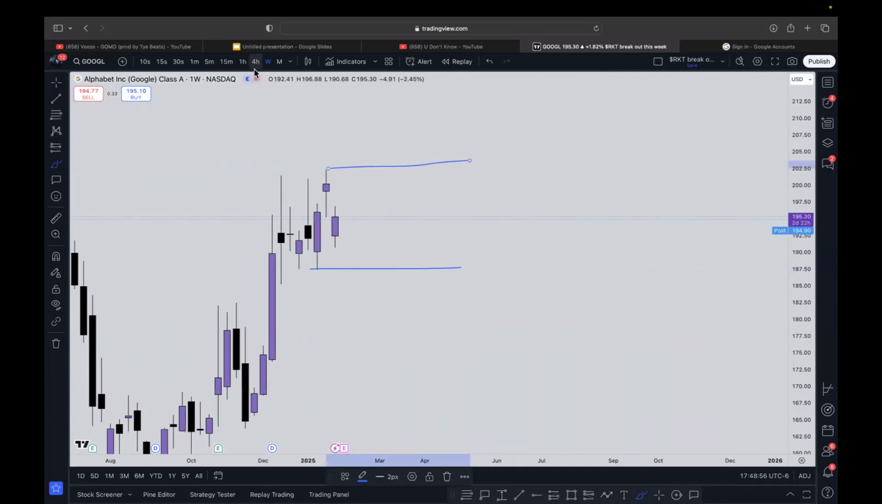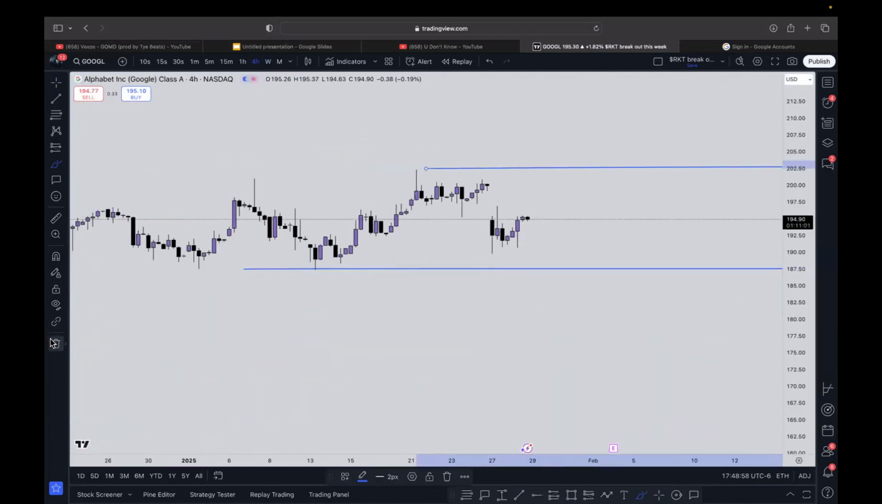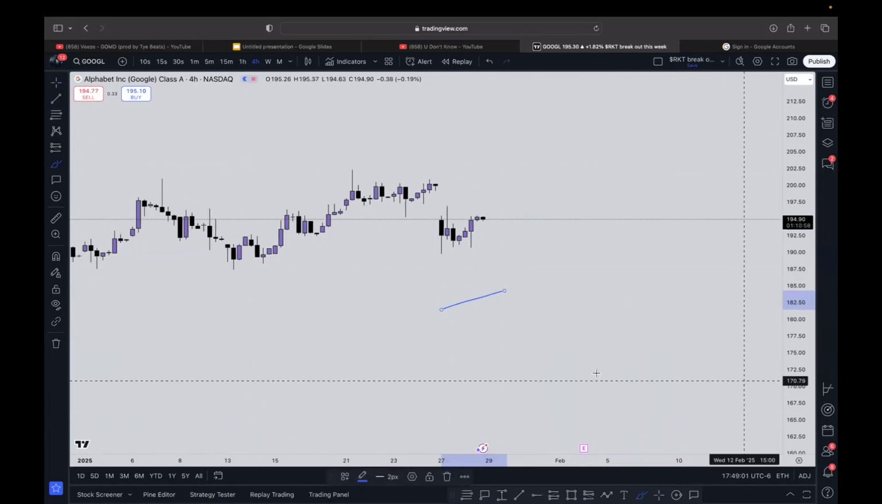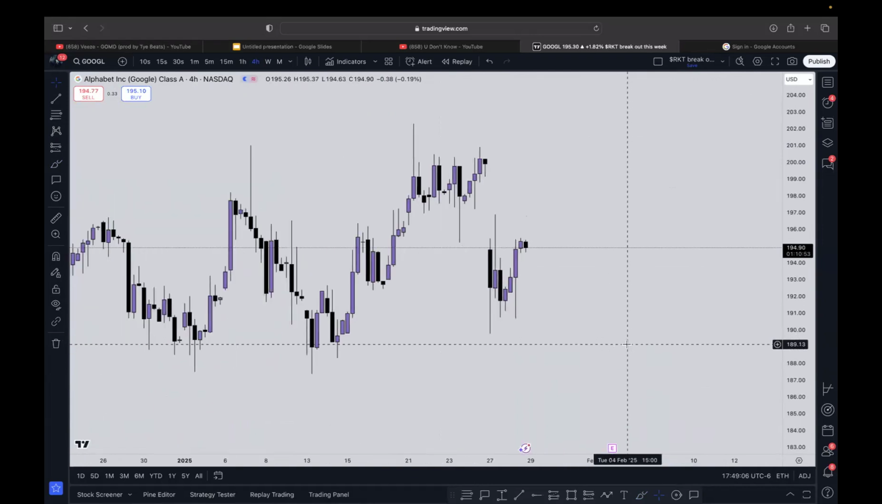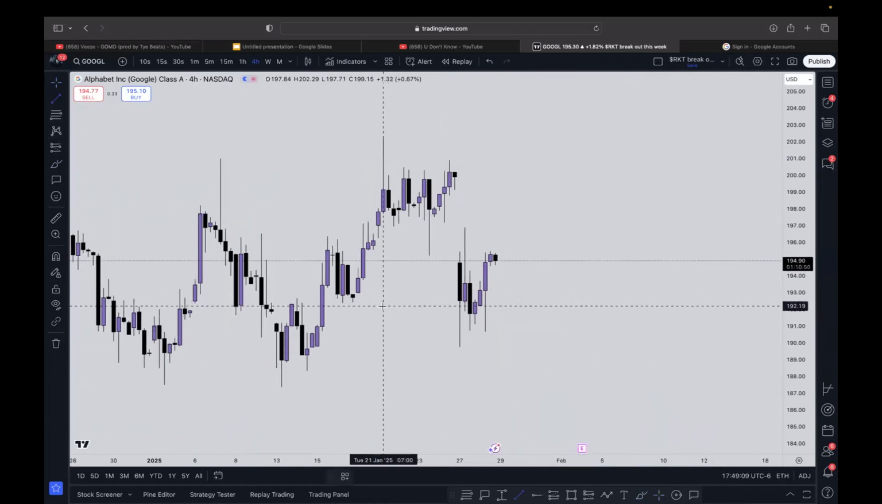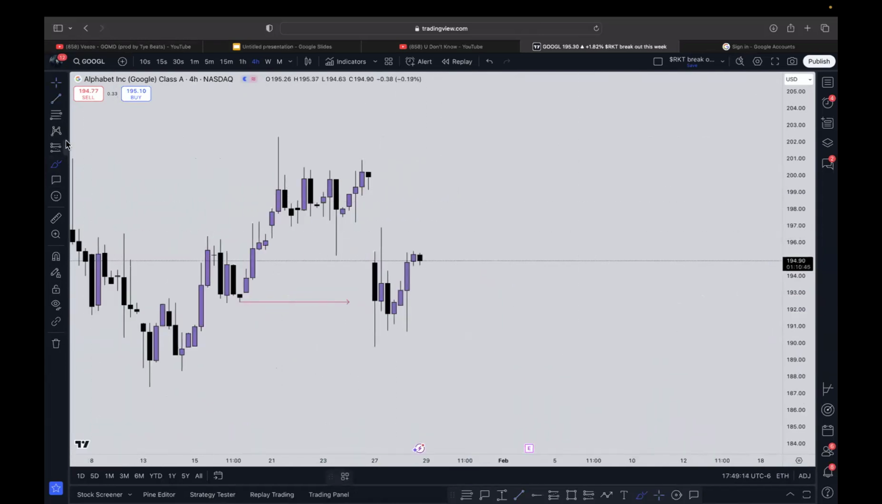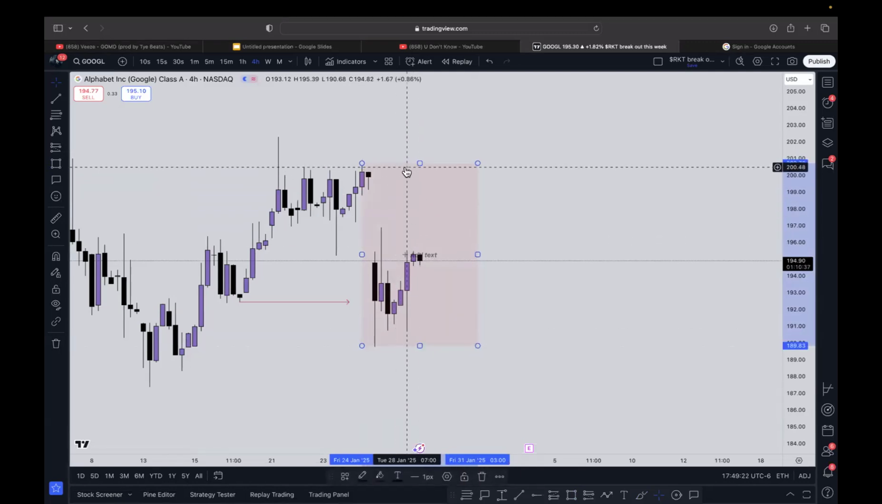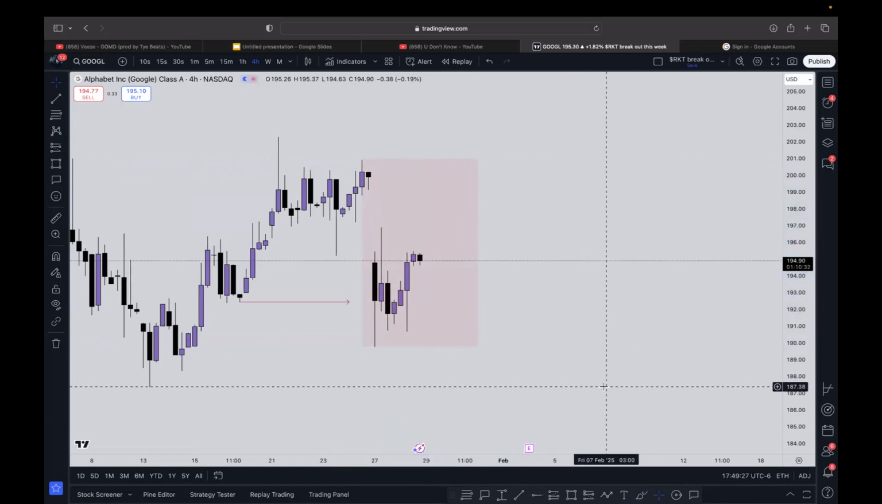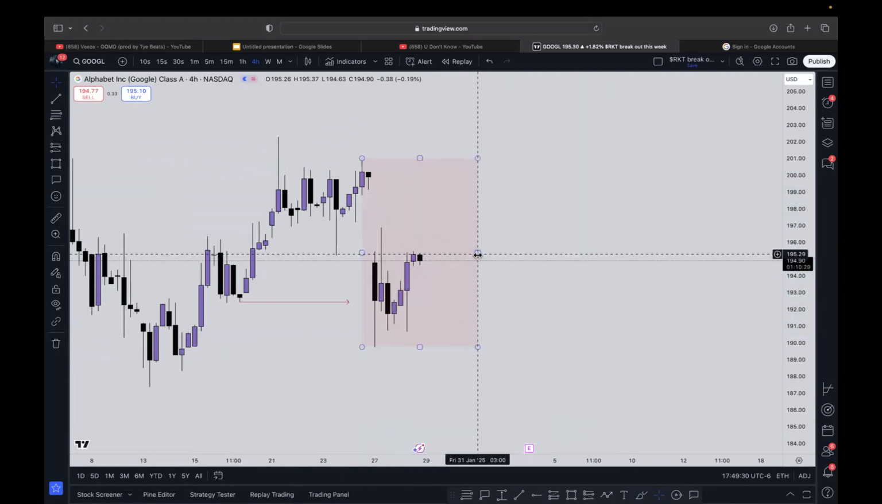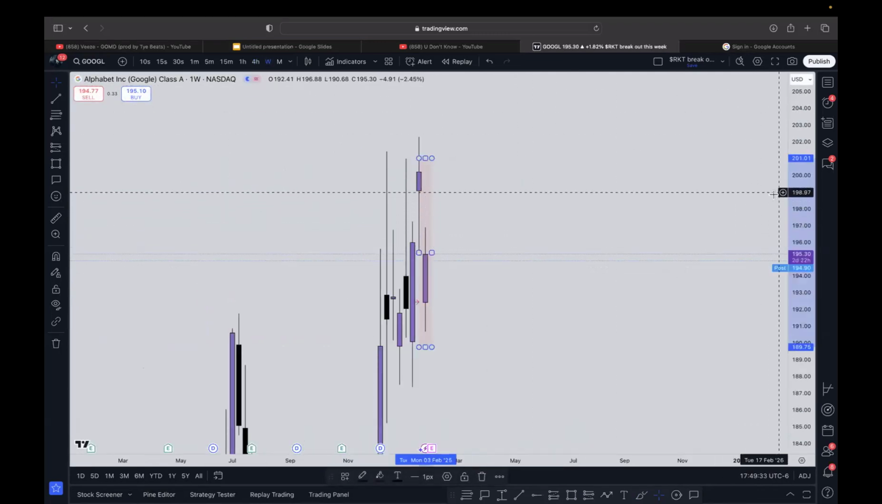This low to this high. If we go down to a 4-hour, we can see as soon as we broke this low here, we're bearish on a 4-hour. This high down to this low, that's our bearish range. But on a weekly, we're still bullish.